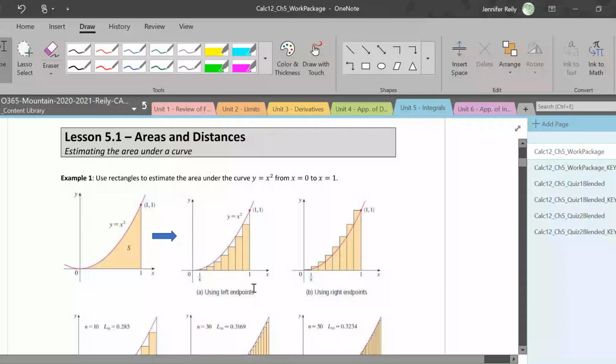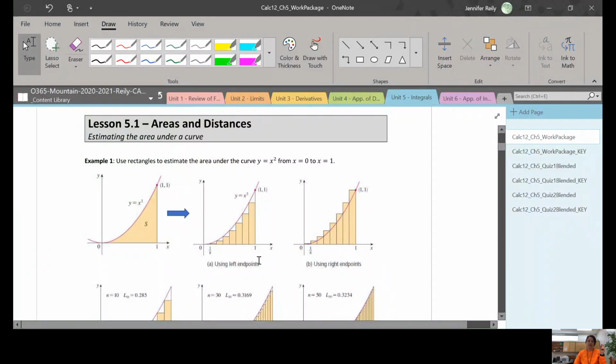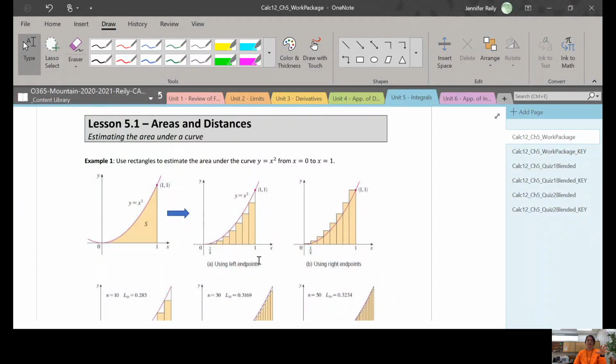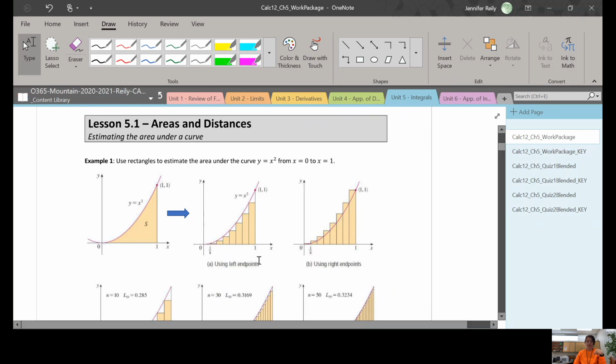This is a video to go over lesson 5.1, which is on areas and distances. So for the first part of this course, chapters 2, 3, and 4, we've been really focusing on finding slopes and slopes of tangent lines and derivatives. The second half of the course, so for chapters 5 and 6, we're going to be looking at areas under curves. So today we're just going to start by estimating the area under the curve, and then in future lessons we're going to be able to calculate the areas under curves exactly.